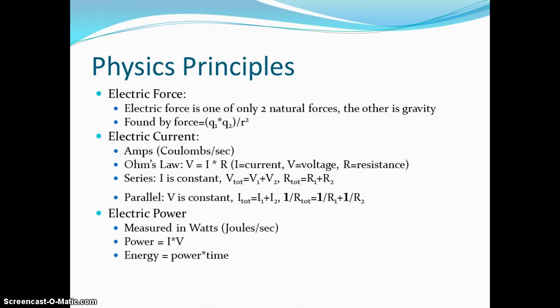Then electric power is measured in watts, joules per second, and it's given by power equals current times voltage. Energy is power times time. Then using Ohm's law, we can rearrange these equations. So power equals current squared times resistance, or power equals voltage squared divided by resistance.